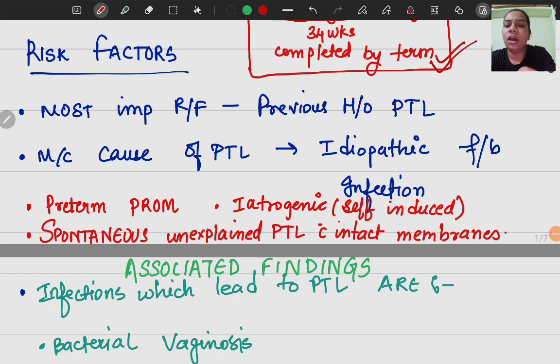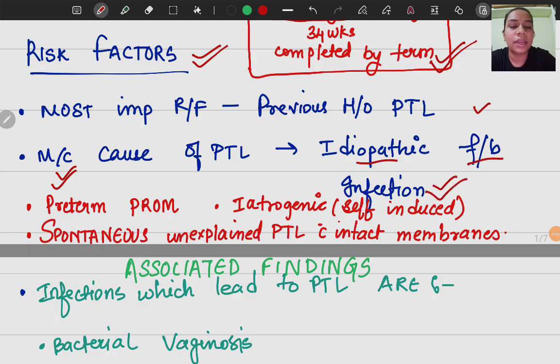Next we will see the risk factors. The most important risk factor is any mother who has a previous history of preterm labor. She is the definite most important risk factor of preterm labor; her next pregnancy will likely be a preterm labor if she has a history of preterm labor. What is the most common cause of preterm labor? The most common cause is idiopathic, followed by infection.